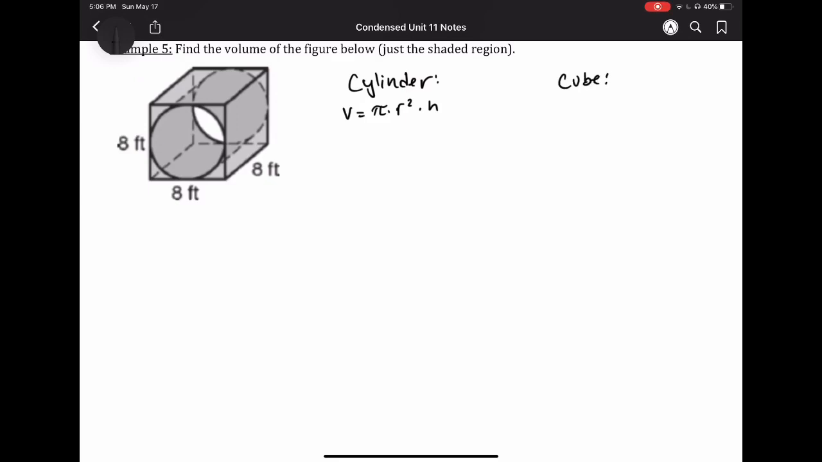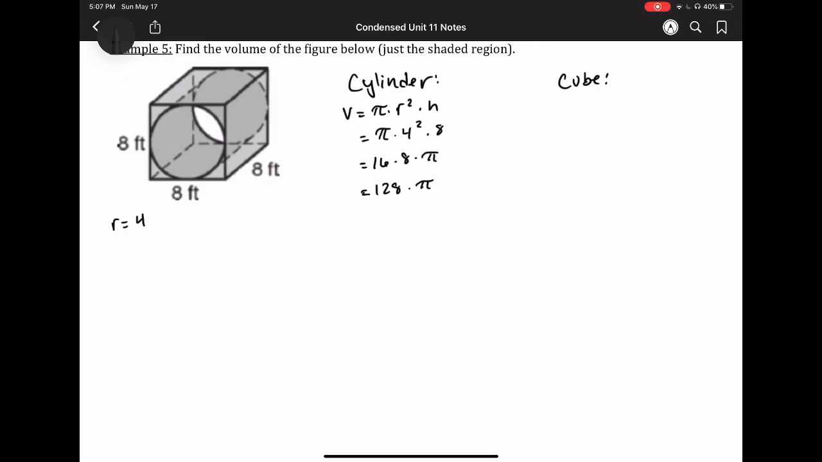So I have 8 divided by 2 is 4. That gives me the radius is equal to 4 because diameter divided by 2 is the radius. So I have pi times 4 squared times the height of the figure, which is 8. 4 squared is equal to 16, so that gives me 16 times 8 times pi. 16 times 8 is equal to 128 times pi.